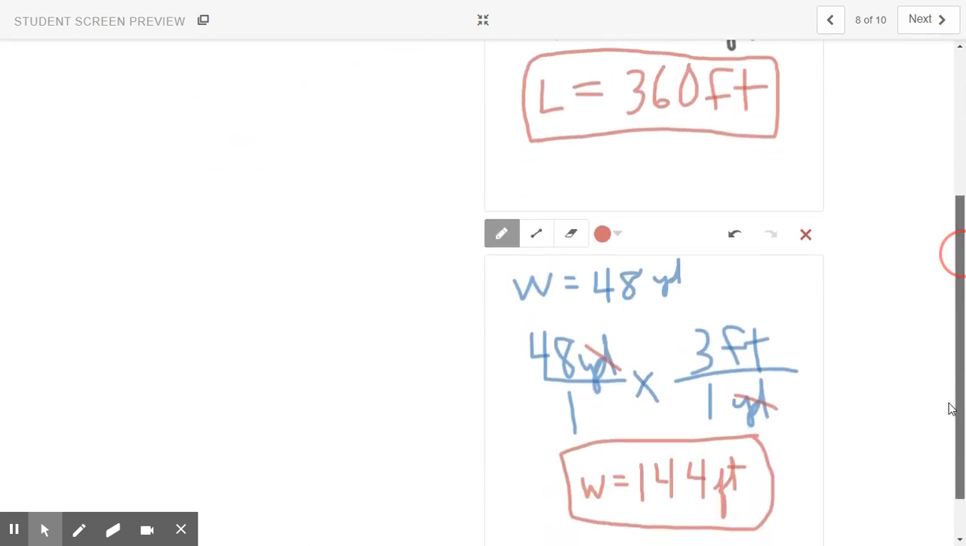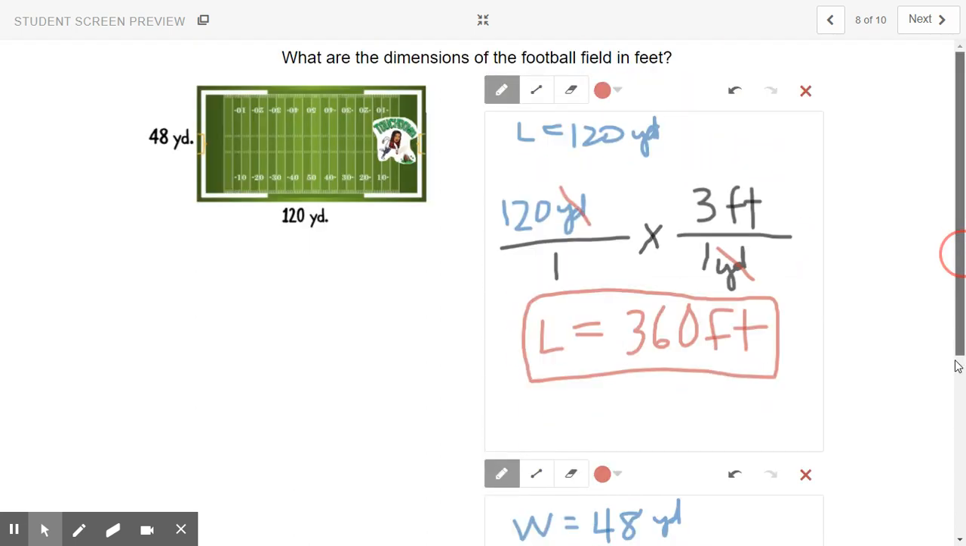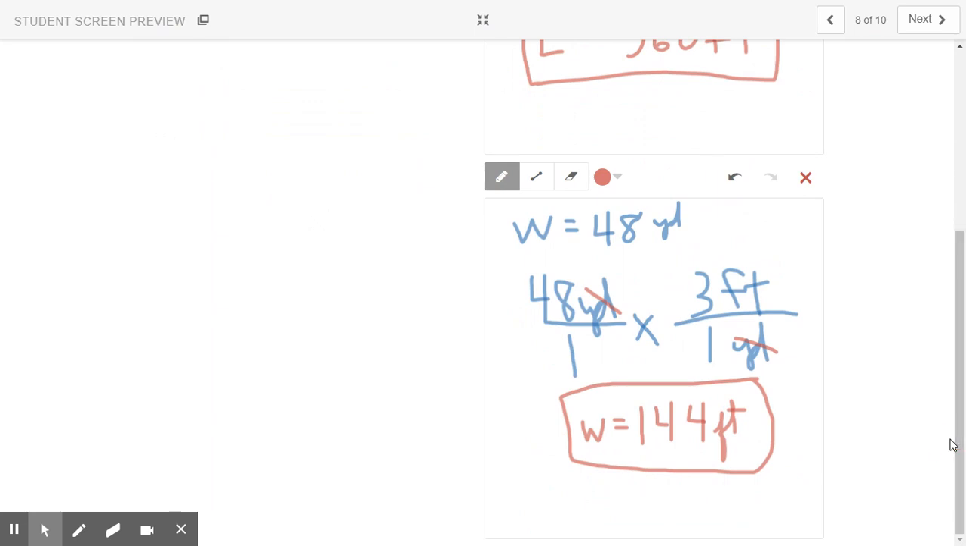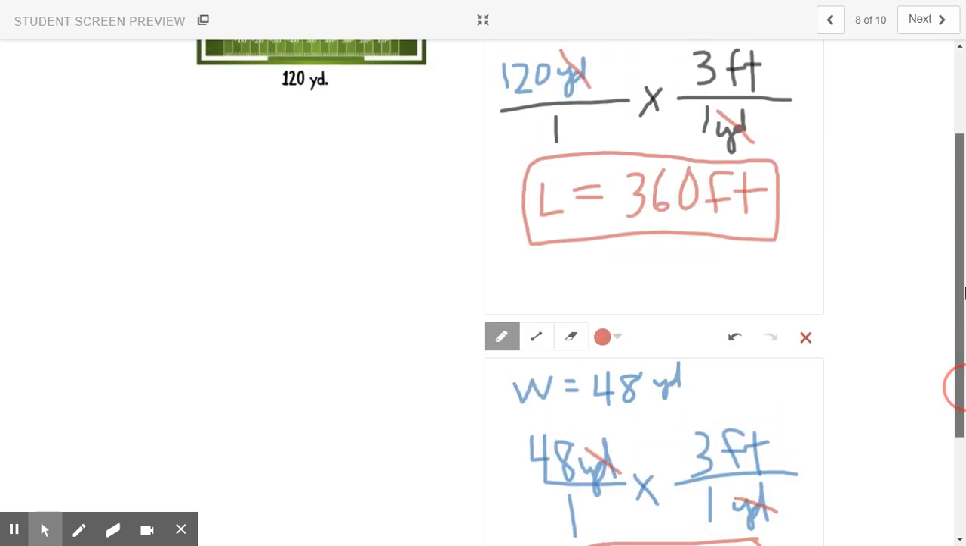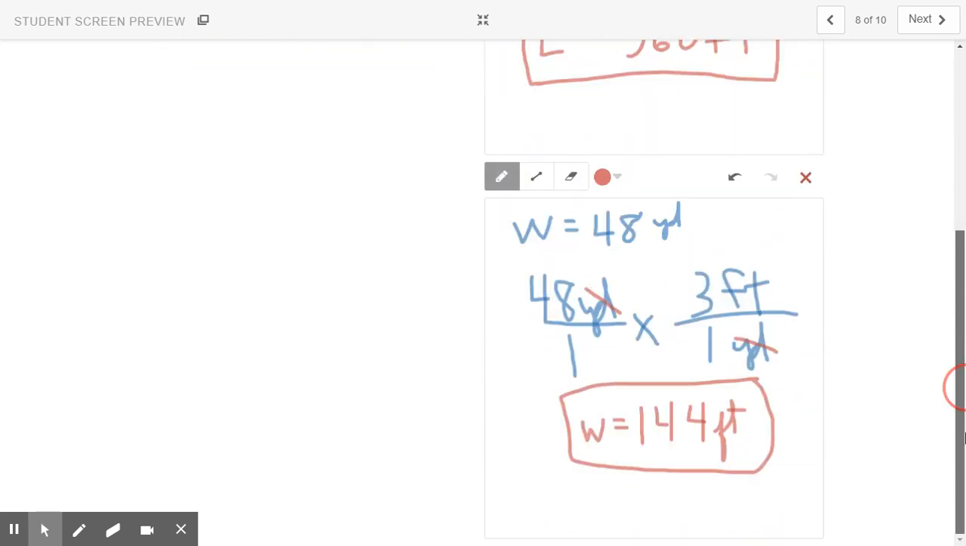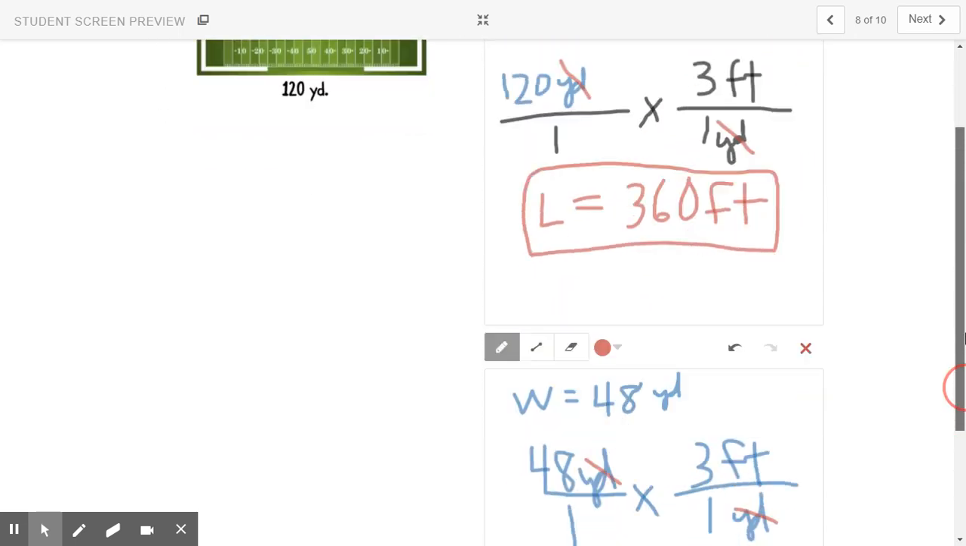Now to find the width, 48 yards. So I wrote 48 yards times, I put yards on the bottom, feet on top, and the relationship, 3 feet is 1 yard. Canceled out my yards and then multiplied across. The width of the football field is 144 feet, and the length is 360 feet.